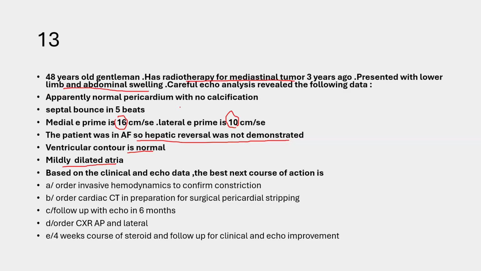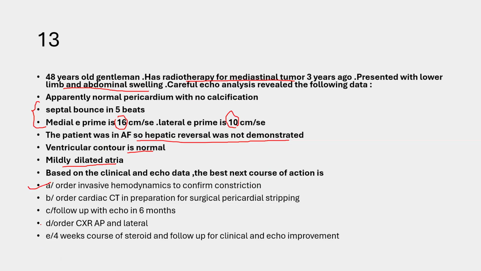Now, when we come here, we find that the pericardium looks normal in echo, lacking calcification. The medial E prime is faster than the lateral E prime. And we also found that there is septal bounce. So these are the only 2 positive signs. Hepatic flow reversal cannot be demonstrated. Ventricular contour is normal. Pericardium looks normal. So is that enough to diagnose constriction? Or if you say no, meaning that you are going to order invasive hemodynamics to confirm constriction.